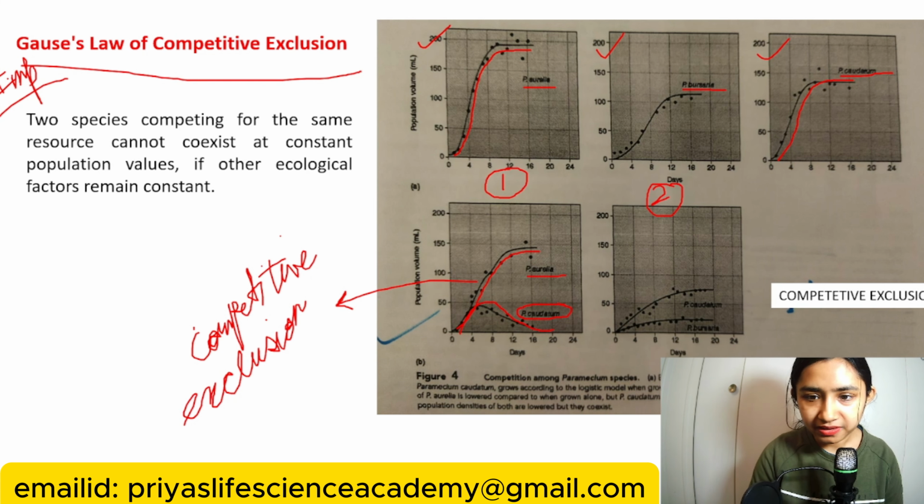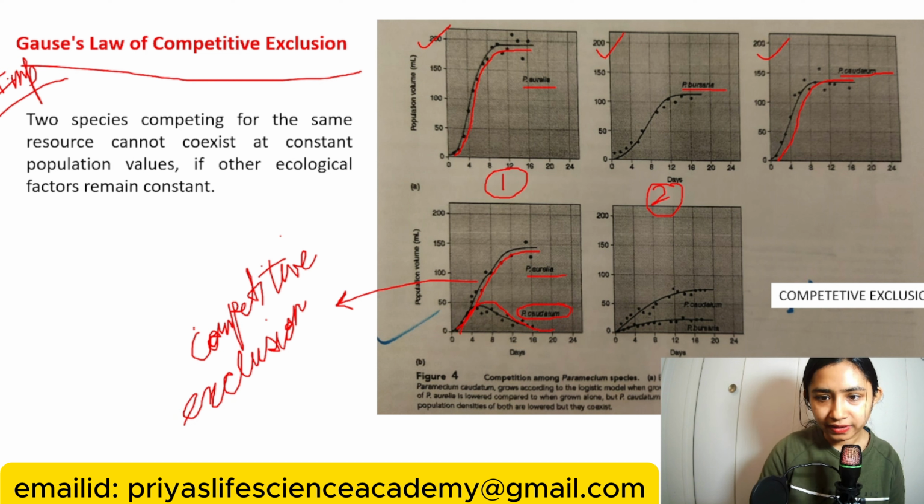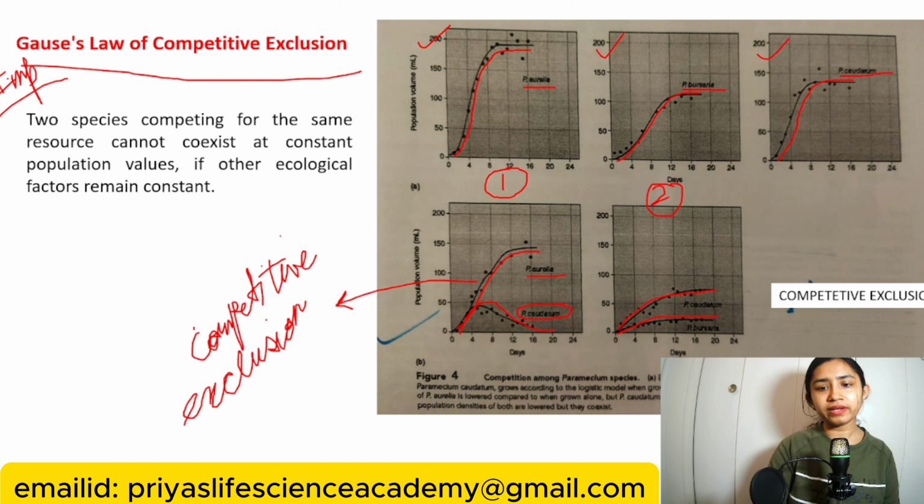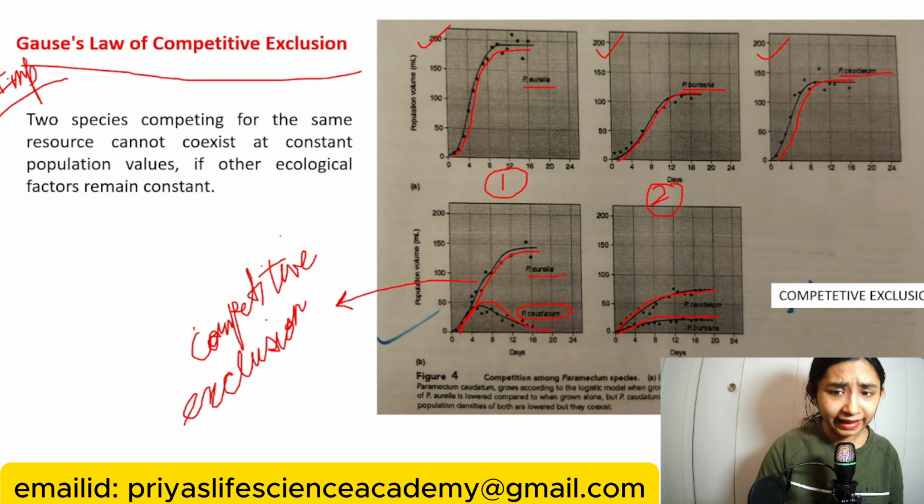Now, experiment number 2. Here, when Paramecium caudatum was co-cultured with Paramecium bursaria, we can see that both species can coexist. But their growth was not as high as when they were grown alone. When Paramecium bursaria was grown alone, its growth was much higher, but when grown with caudatum, growth is lower. The same is the case for caudatum: grown alone, growth is much higher, and grown with bursaria, growth is lower. But at least they can coexist.